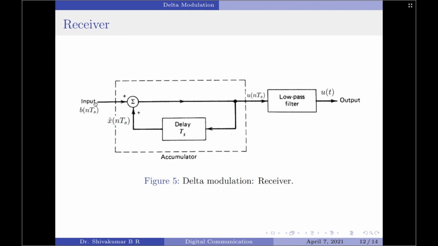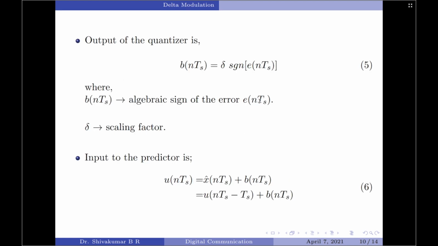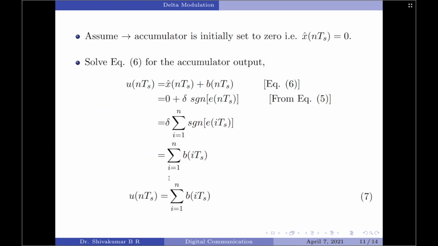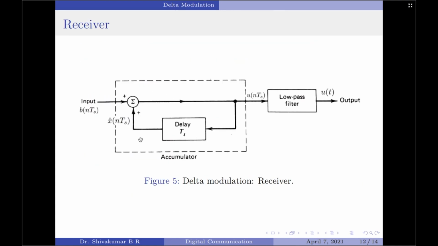So when I add the received signal, which is b of nTs, with the output of the accumulator, which is x cap of nTs, this addition will create the staircase approximation u of nTs. You can come back and see equation 6 here. x cap of nTs, which is the accumulator output, plus b of nTs is nothing but u of nTs. So that is what we are doing at the receiver as well. b of nTs plus x cap of nTs is u of nTs.